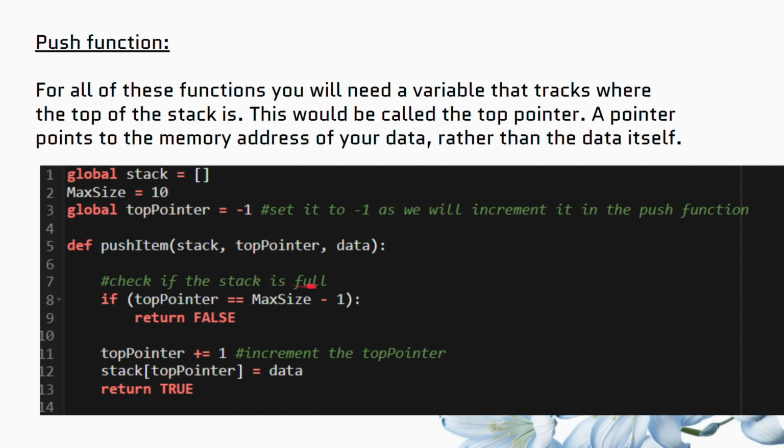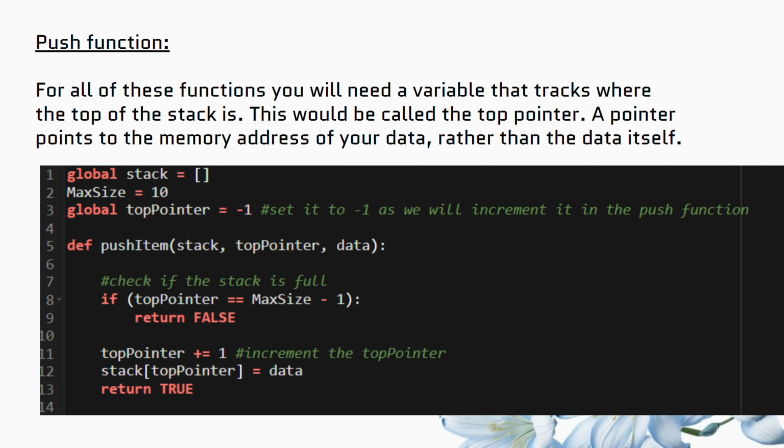Anyways, we need to check if the stack is full. Well, how do we check if the stack is full? We have our max size to be 10, so if top pointer is equal to max size - 1, because remember, indexes start with 0, and then 1, and then 2, and then 3, and so on and so forth. So if top pointer is equal to max size - 1, the stack is full. We can't add anything to it because the stack is full, we have to return false. However, if this isn't the case, we can then increment top pointer and we can add the data to the location, the pointer location within the stack.